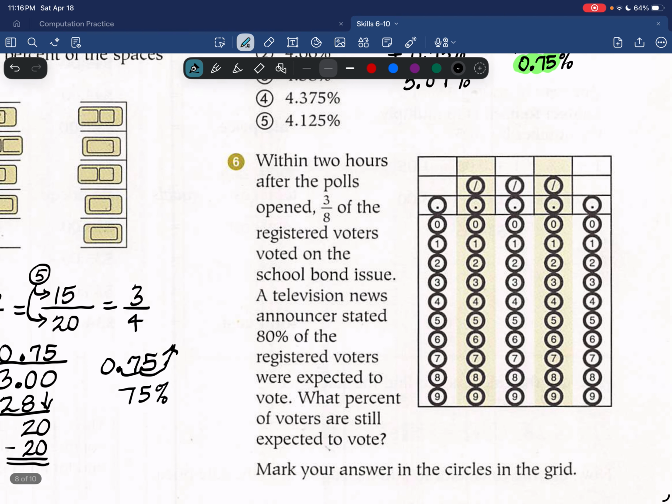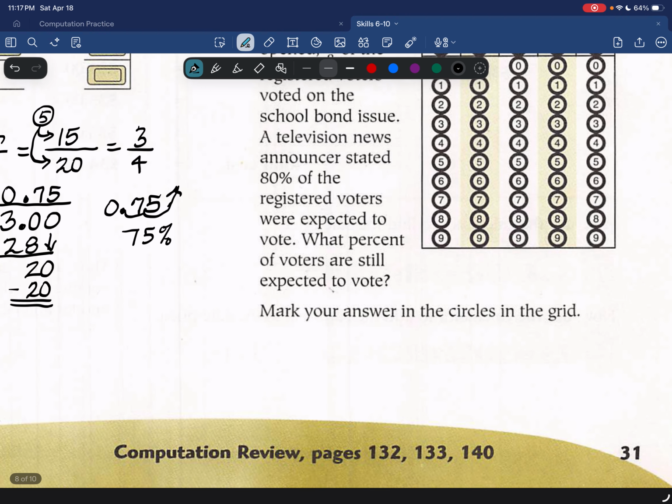Within 2 hours after the polls opened, 3/8 of the registered voters voted on the school bond issue. A television news announcer stated 80% of the registered voters were expected to vote. What percent of voters are still expected to vote? Mark your answer in the circles in the grid.